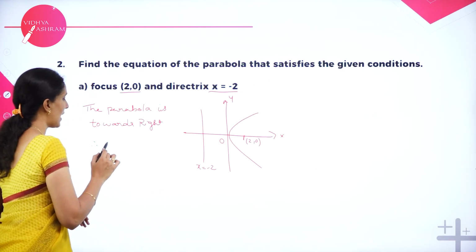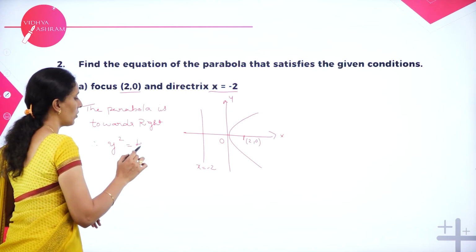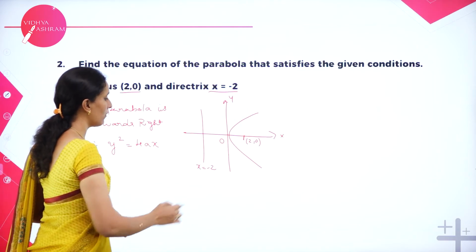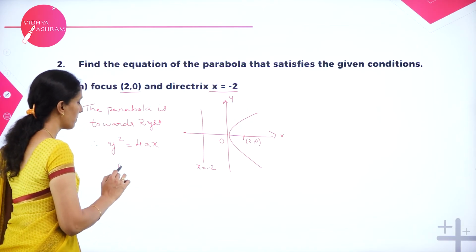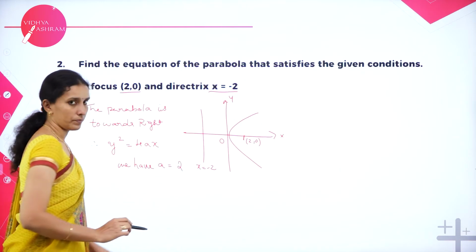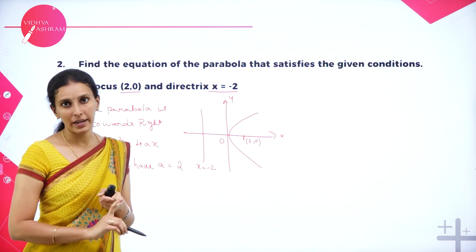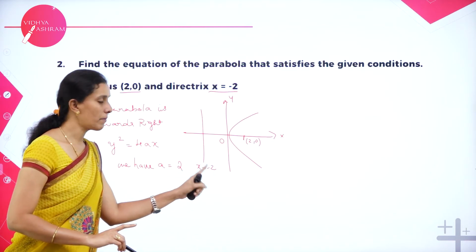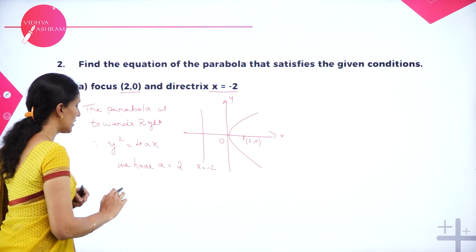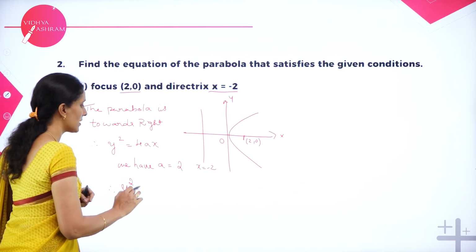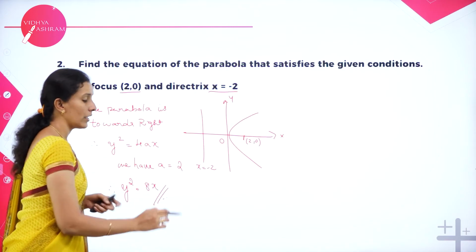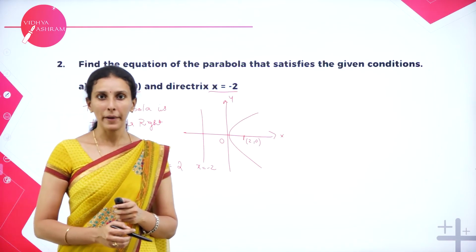So therefore the standard equation is y square is equal to 4ax. So from these two observations, clearly we have the value of a is equal to 2. A value can never become negative. Even though if they have given some minus 2, you have to take a as positive only. So therefore the standard equation becomes y square is equal to, put a is equal to 2, 8x. So this is the equation of the required parabola.